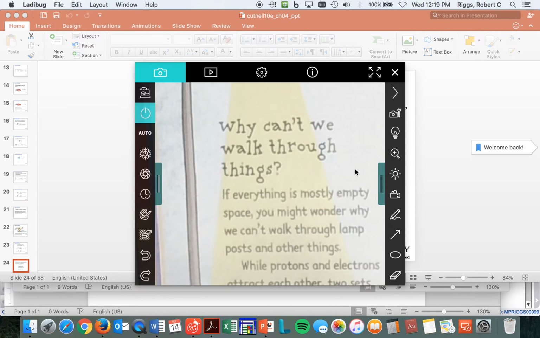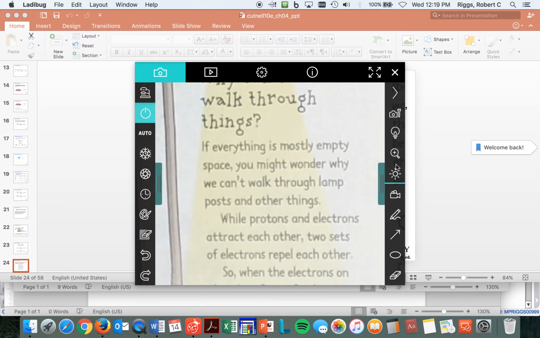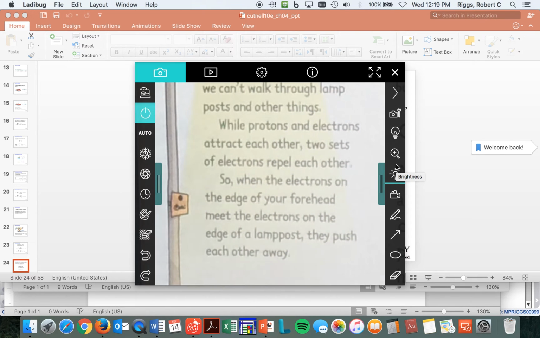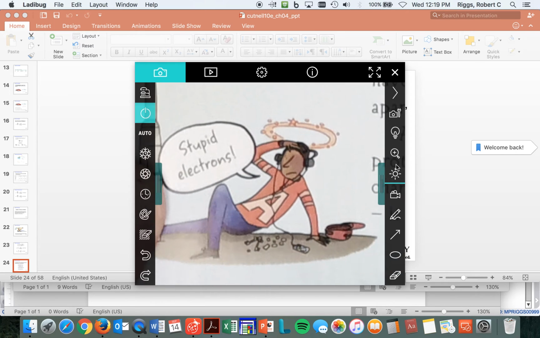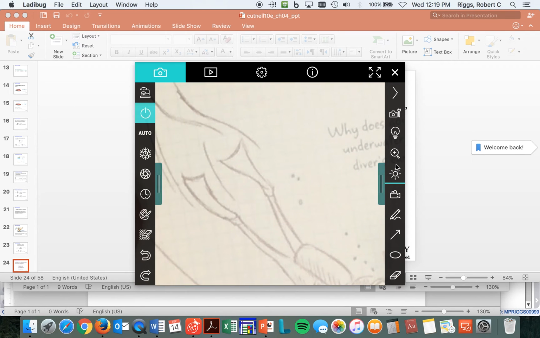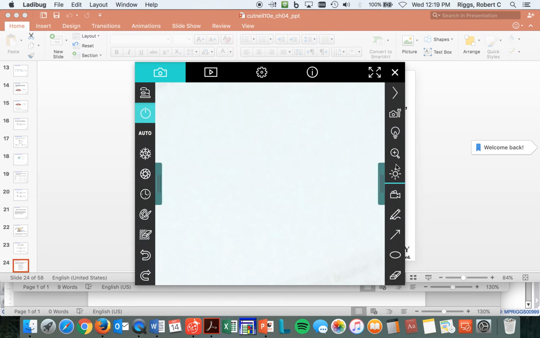Okay, so why can't I walk through things? Mostly empty space. You might wonder why we can't walk through a lamppost and other things. While protons and electrons attract each other, 2 sets of electrons repel each other. So when the electrons on the edge of your forehead meet the electrons on the lamppost, bonk, stupid lamppost. Okay, and so there's the feel of the force. So we feel the force, all that kind of stuff.